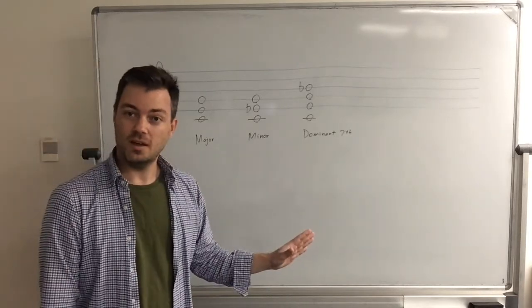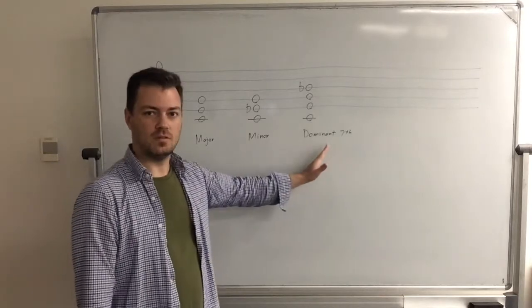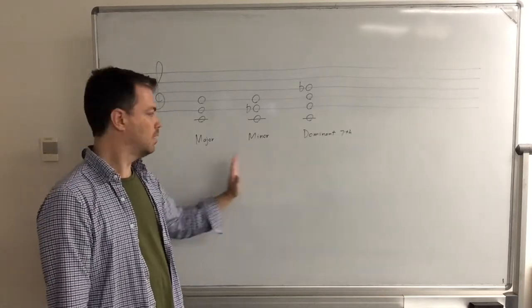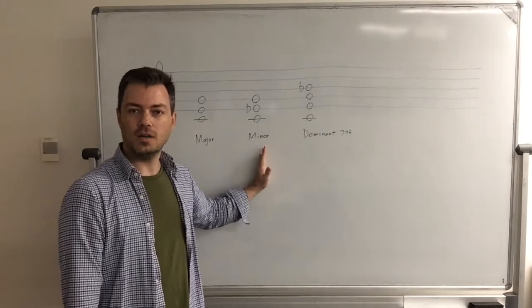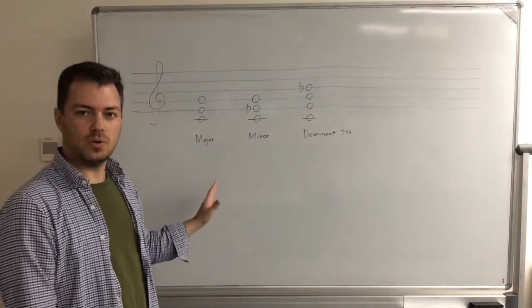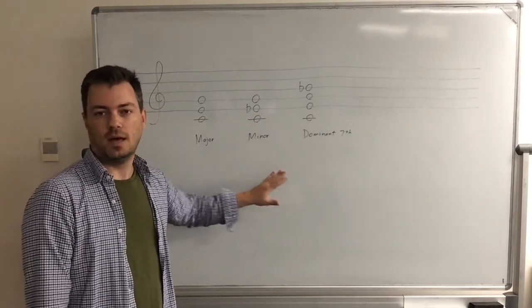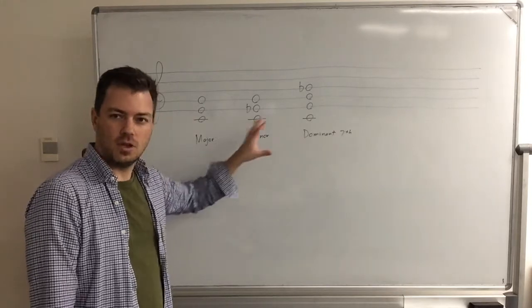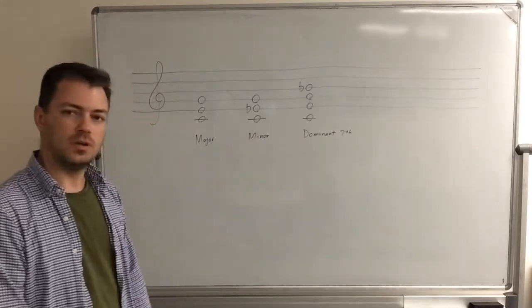So the order there was dominant seventh, major, and minor. Hopefully that all makes sense. It's not too hard, this one, because there's only 3 options. I think you can hear the difference between those 3 chords.